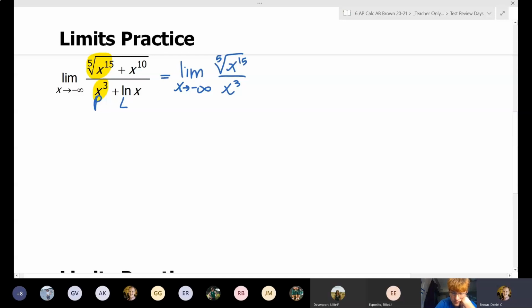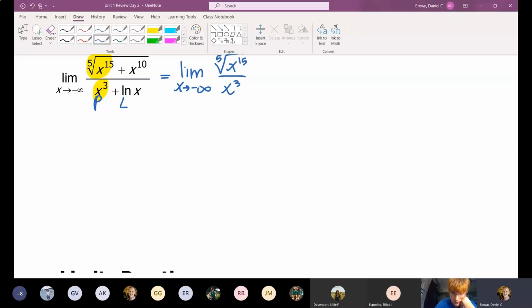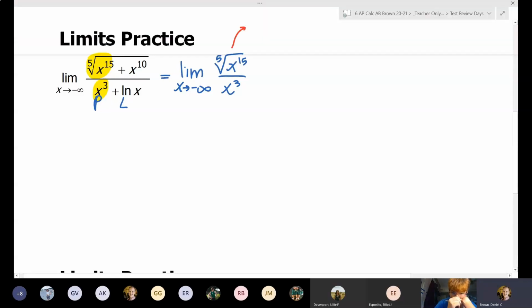If you can't remember how to do the fifth root of x to the 15th, the easiest way I think about it is a fifth root is the same thing as to the 1/5 power. So power to a power you multiply. 15 over 5 is going to give you x cubed. This denominator has an x cubed. I'll use an arrow there instead. And then this would just give you a 1.